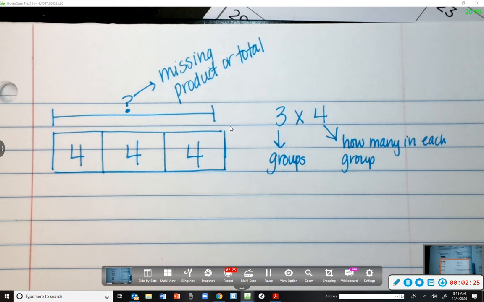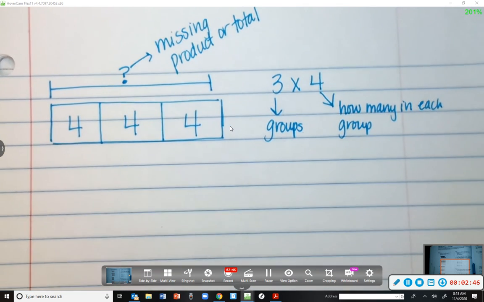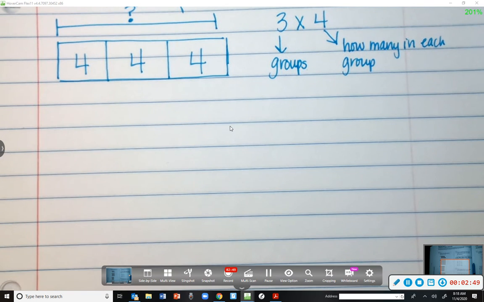On your boards, I want you to draw the strip diagram that you think would help you solve it, and then go ahead and find the product. Okay? A toy store has 6 shelves with 5 boxes on each shelf. 6 shelves with 5 boxes on each shelf. How many boxes are there?